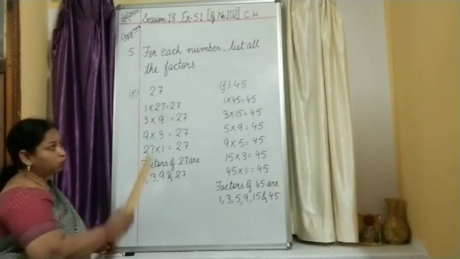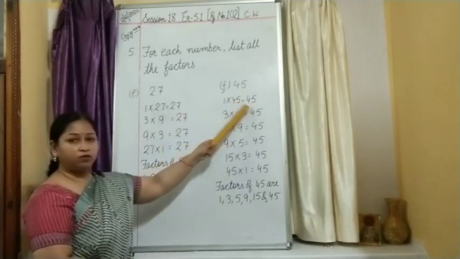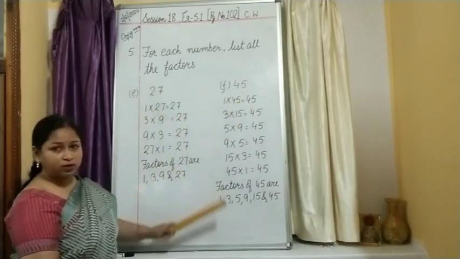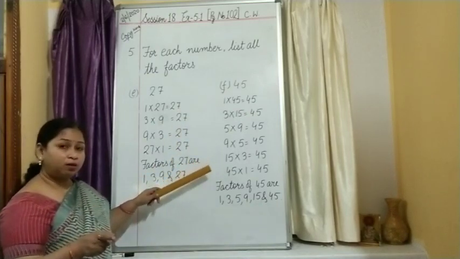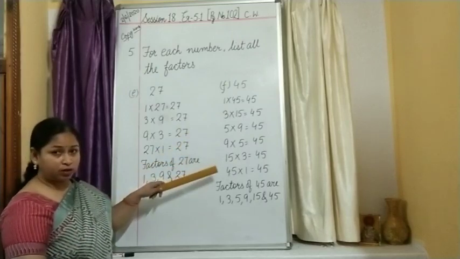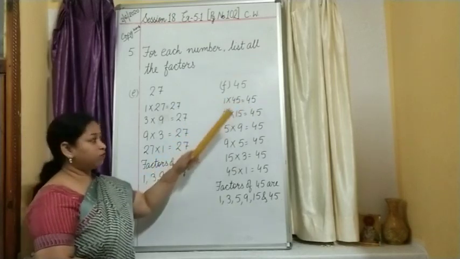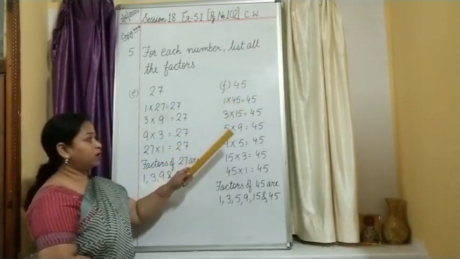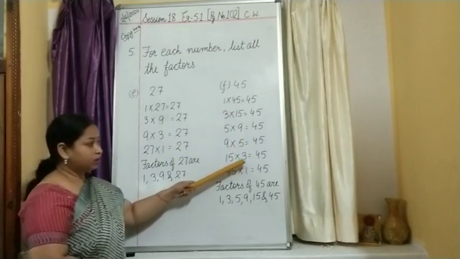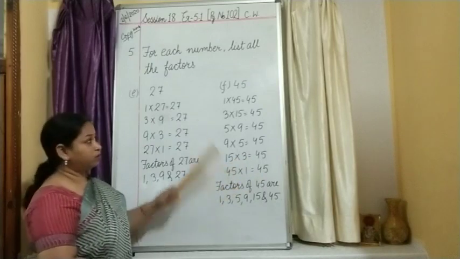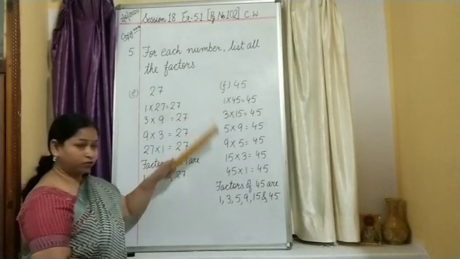Okay. Moving on to 45. The number given to us is 45. 1 multiplied by 45 is 45. So, we always start with the smallest factor, that is 1, and we end up with the largest factor. And what is the largest factor for the number given? The number itself, see here, 45. Okay, 1 into 45 is 45, 3 multiplied by 15 is 45, 5 9s are 45, 9 5s are 45, 15 3s are 45, 45 1s are 45. This is the smallest factor 1, this is the greatest factor 45 for 45 itself.